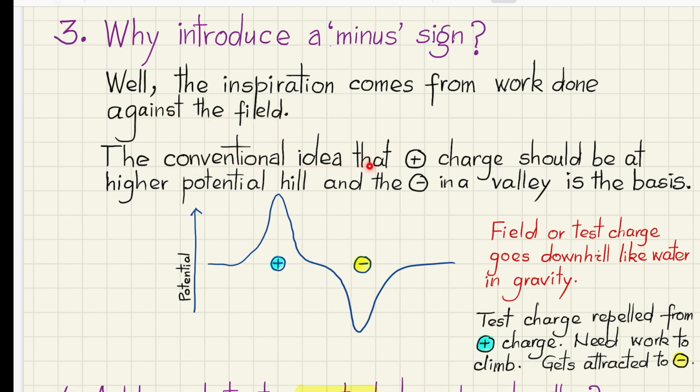The conventional idea is that the plus charge should be at a higher potential, a hill, and the minus charge in a valley. That is the basis. So we want to make the potential positive around a plus charge. That is, if I have a test charge, I have to climb up the hill. Whereas if I have a test charge with a minus, it will just drop off because it's attracting. So the field at the test charge goes downhill like water in gravity.